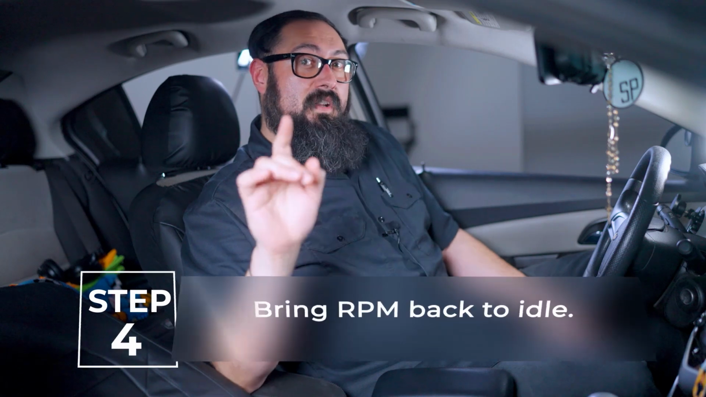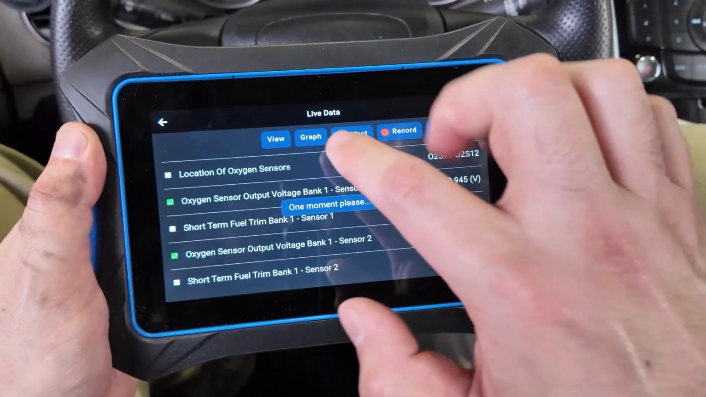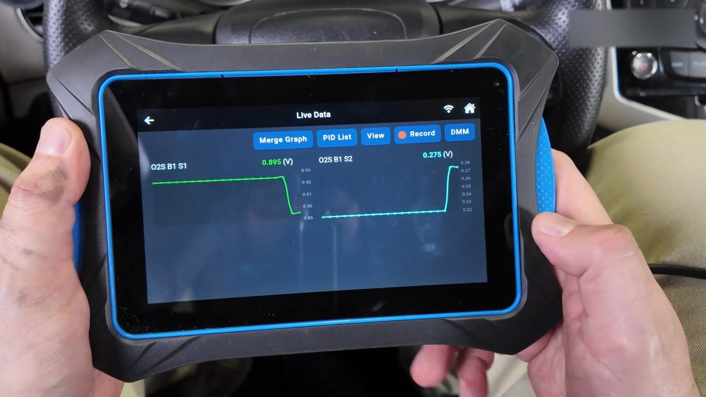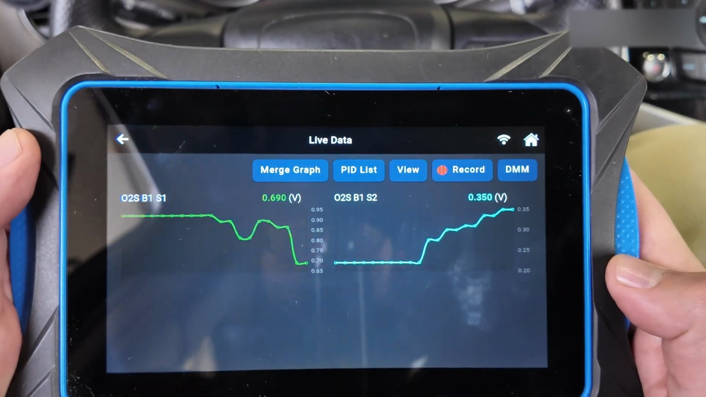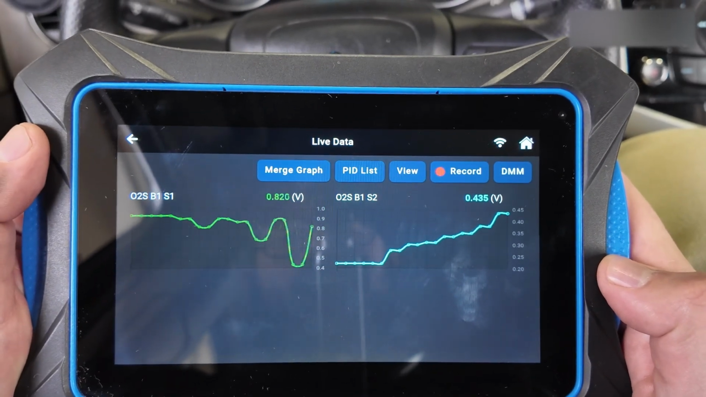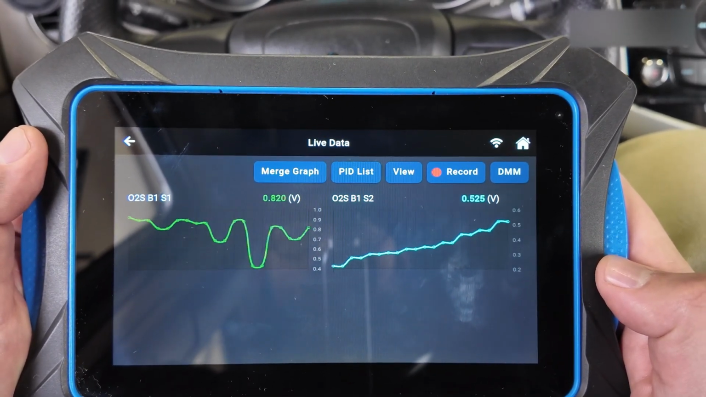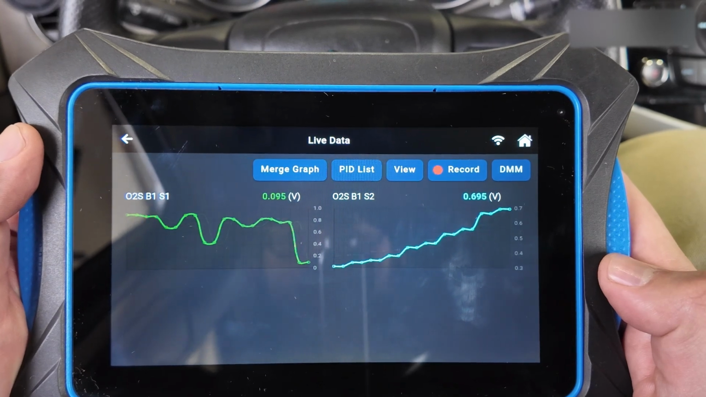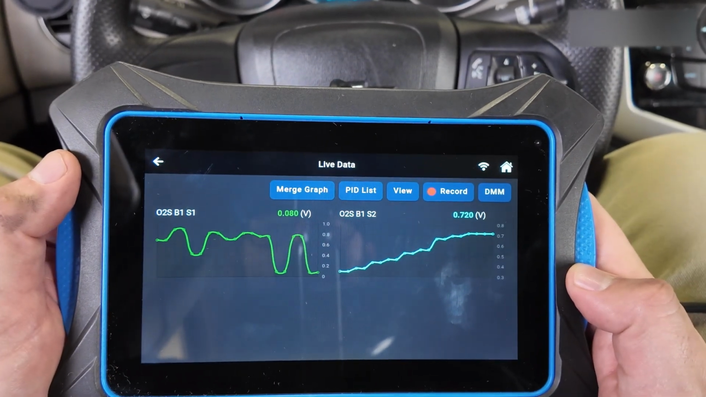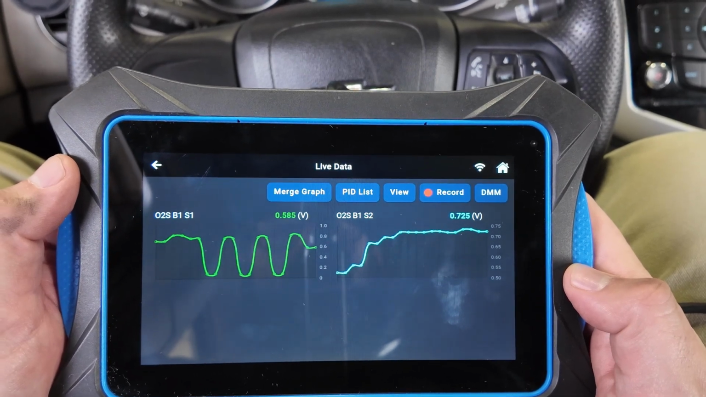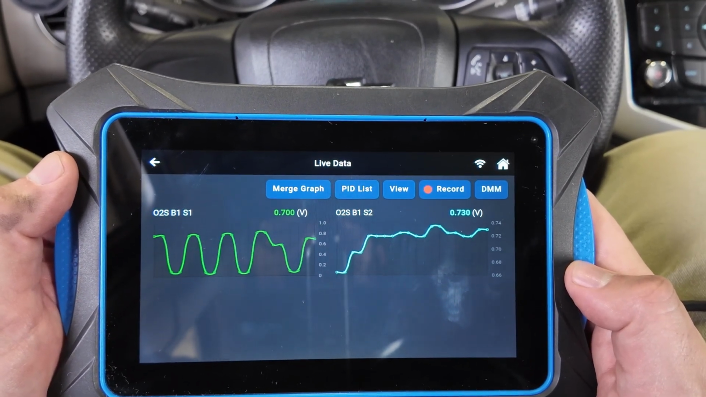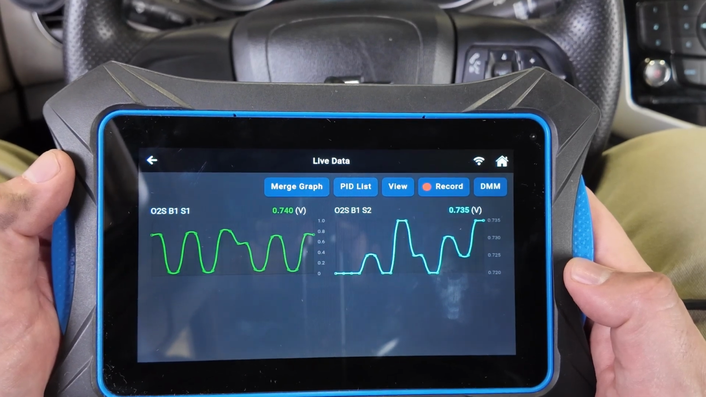Step 4. Bring the RPM back to idle. Switch your scan tool to graphing mode and monitor the heated oxygen sensor, bank 1, sensor 2. Voltage should move gradually between 0.1 and 0.8 volts. If the reading fluctuates rapidly, like the upstream sensor, the catalytic converter has likely failed. Always check for misfires, rich running, or physical damage before replacing the converter. If the sensor voltage is stuck or unresponsive, replace the sensor and retest.